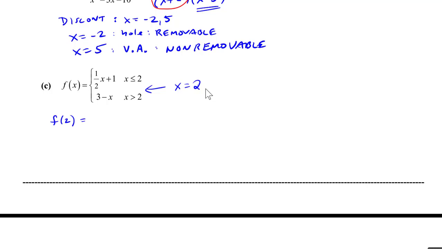What is f of 2? All right, well, 2 is in here. So 2 goes in, I get 1/2 of 2 plus 1. So that's 1 plus 1. So f of 2 is 2. All right, now let's take the limit as x approaches 2 from the left and the limit as x approaches 2 from the right.